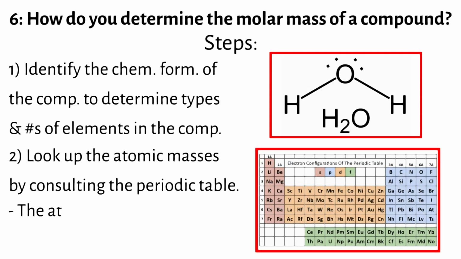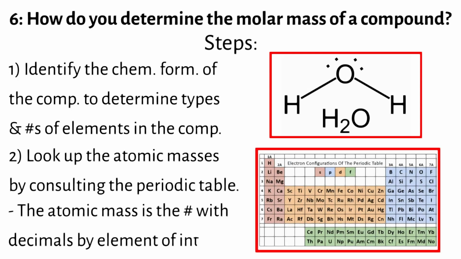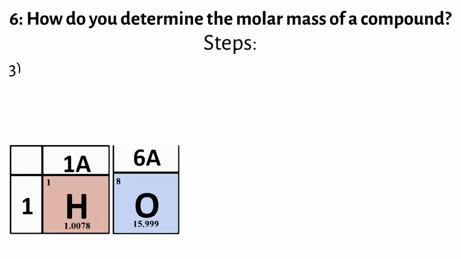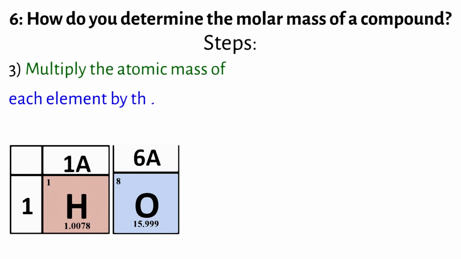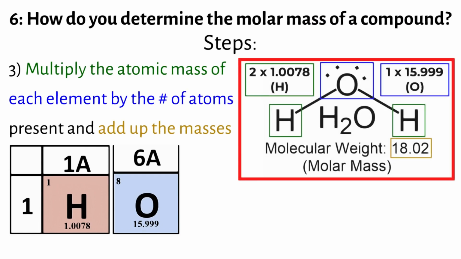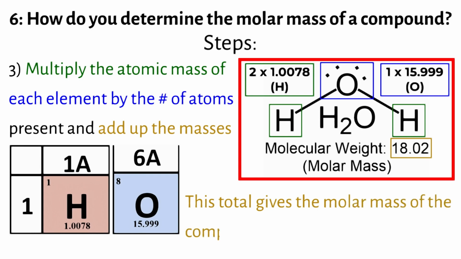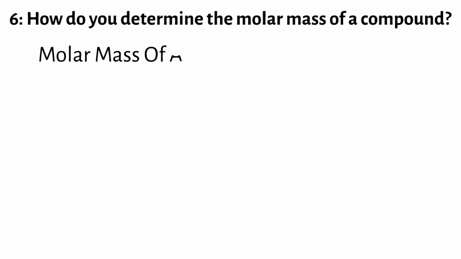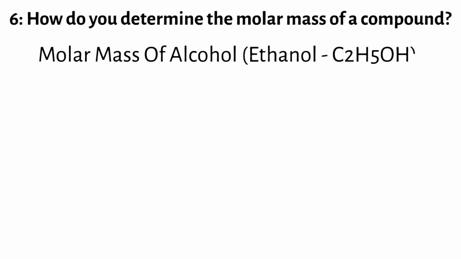The atomic mass is the number with the decimals by the element of interest. Lastly, multiply the atomic mass of each element by the number of atoms present and add up the masses. This total gives the molar mass of the compound in grams per mole. For example, let's calculate the molar mass of alcohol, ethanol, C2H5OH.